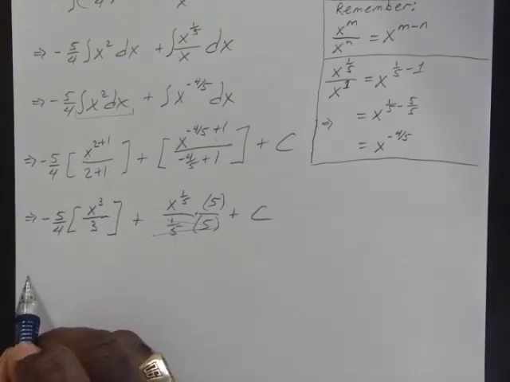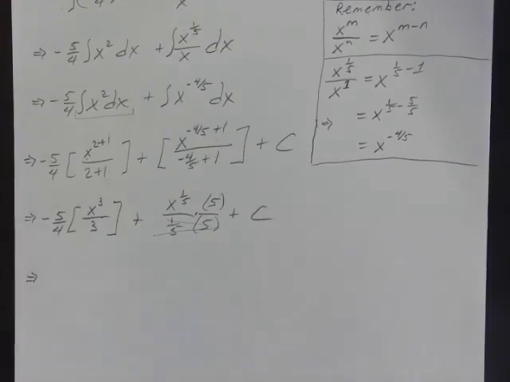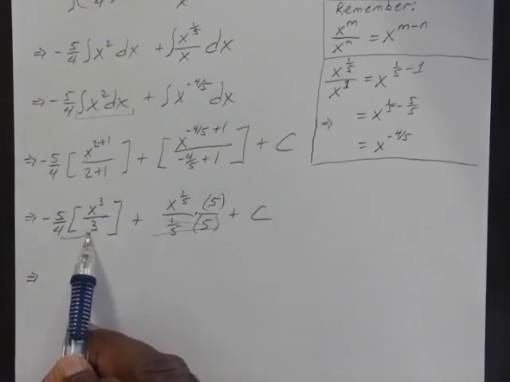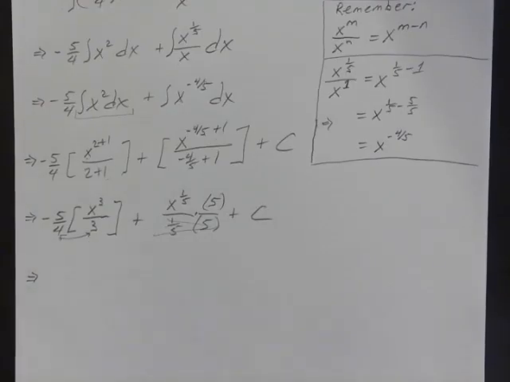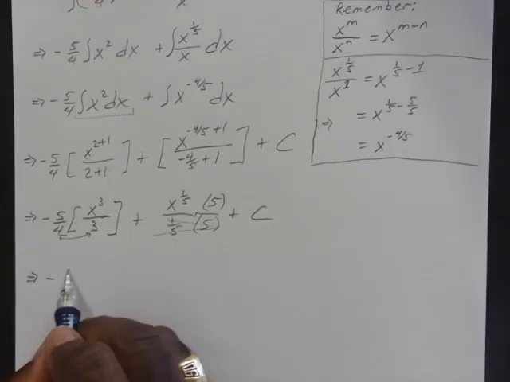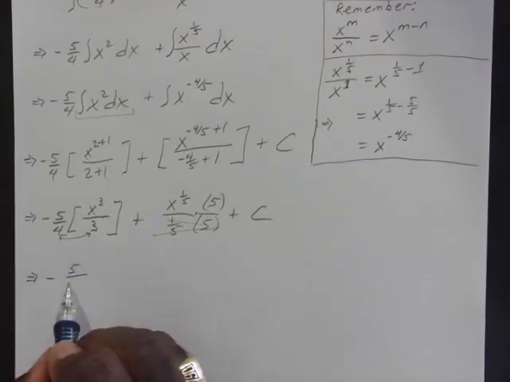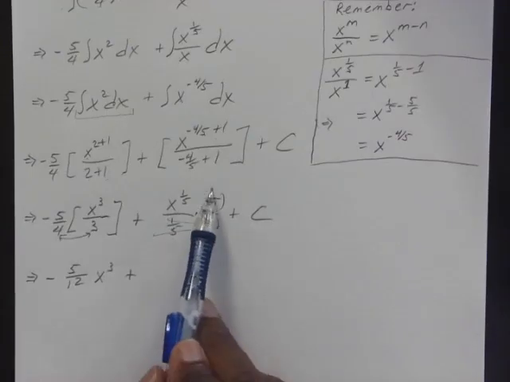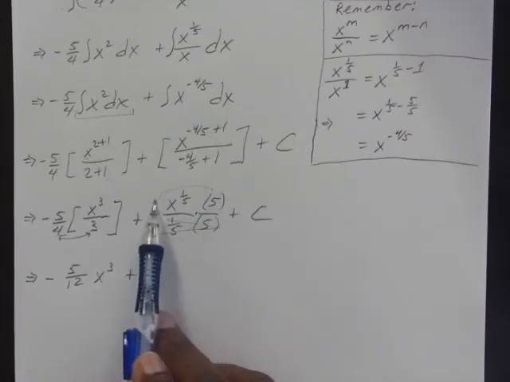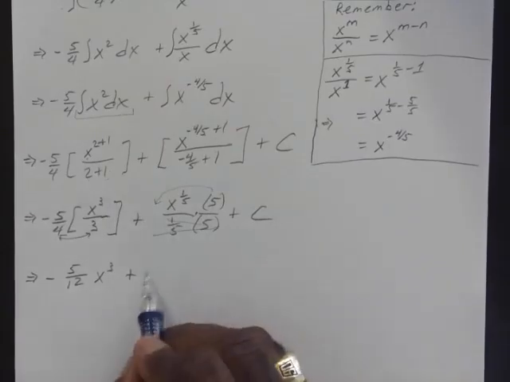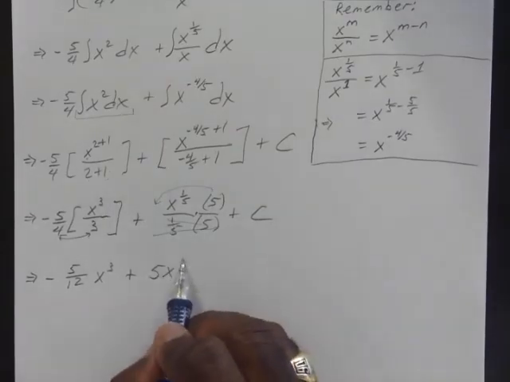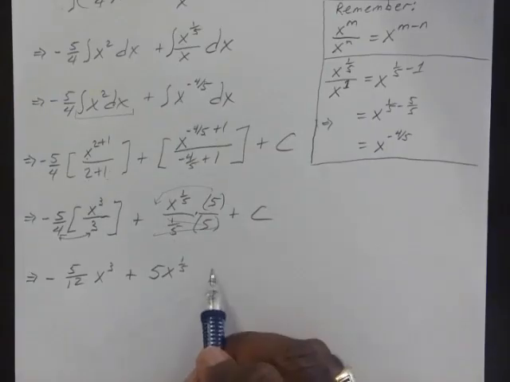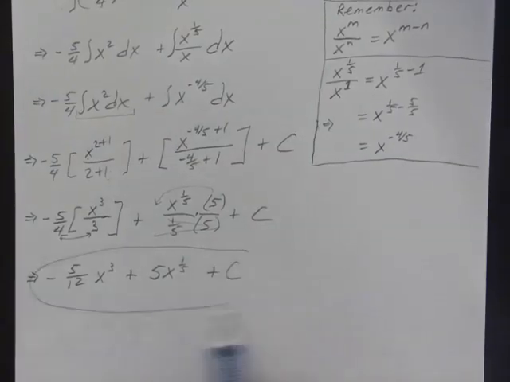So here we can go ahead and simplify it one last time. We can multiply these two denominators, which gives us negative 5/4 times 3, which is 12, times x to the third power, plus this 5 in the numerator, we can factor right onto the front, plus 5 times x to the 1/5 power, plus c.